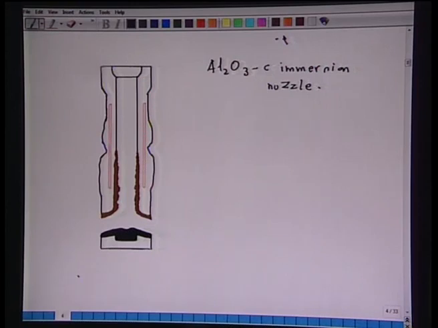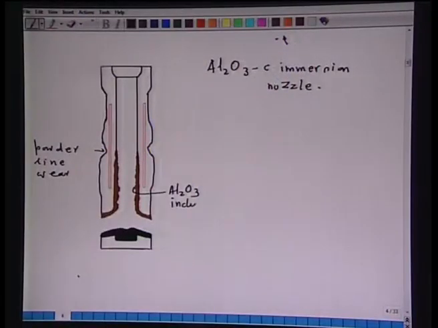Now, you see, in the mold, this particular nozzle is dipped into the mold, and the mold is covered by flux. So, this area you are seeing here, this is the powder line wear. And here is the buildup of alumina inclusions, if you are casting aluminum killed steel.